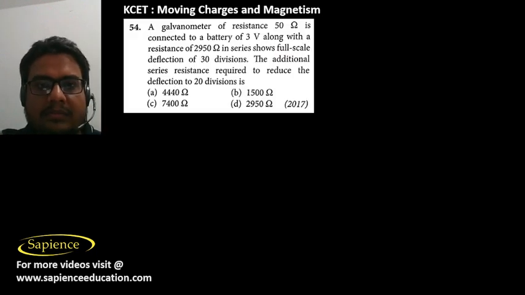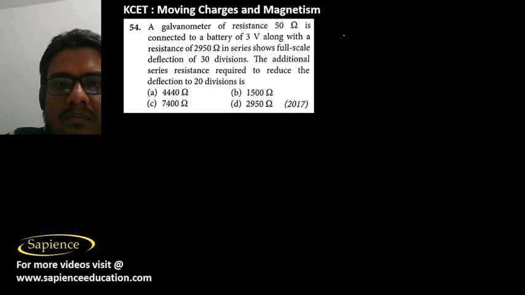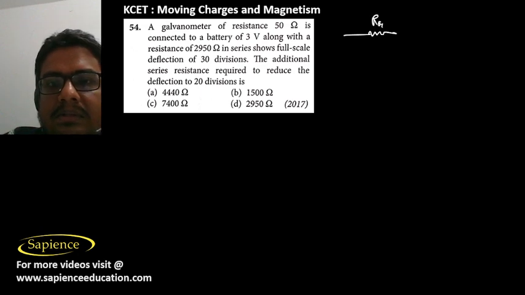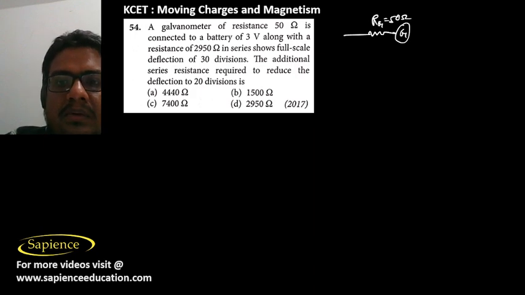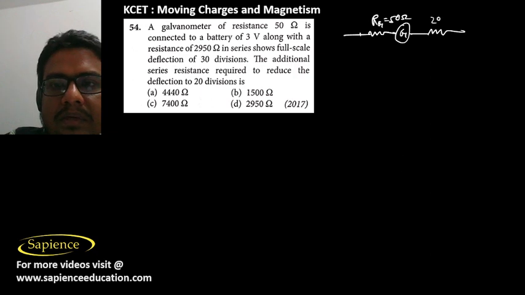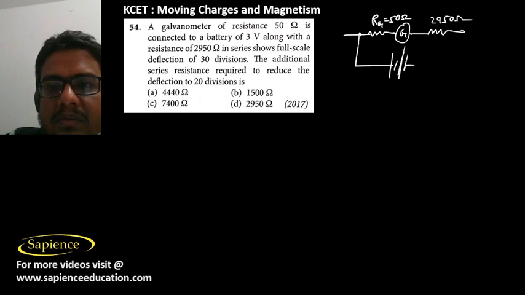A galvanometer of resistance 50 ohm. One galvanometer is there. Its resistance Rg is 50 ohm. It is connected to a battery of 3 volts with a resistance of 2950 ohm in series with it. So a large resistance is connected in series with it.